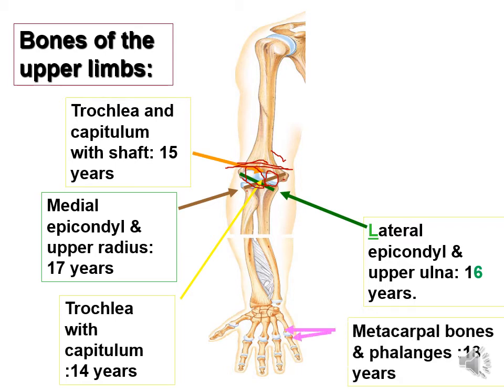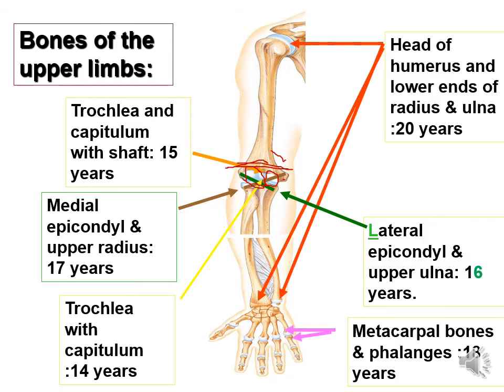There's only one thing we didn't mention before, the bones of the hands. The bones of the hands, the metacarpals and phalanges, unite at 18 years in males. And finally, the head of humerus, the lower ends of radius and ulna, unite at the age of 20 years.